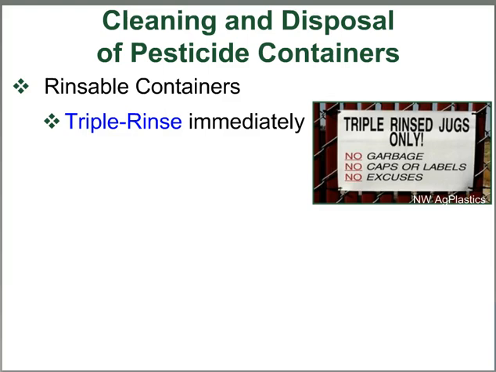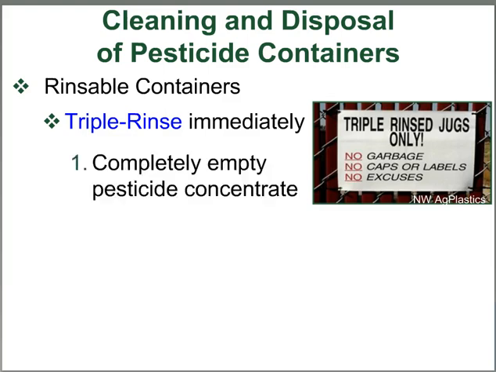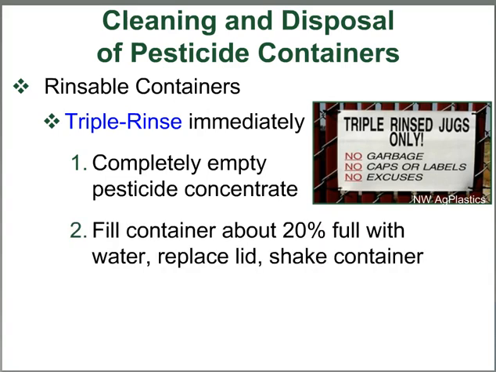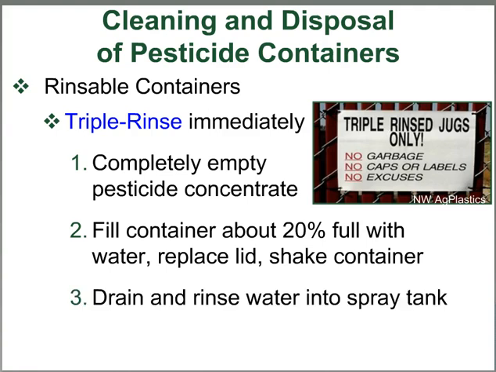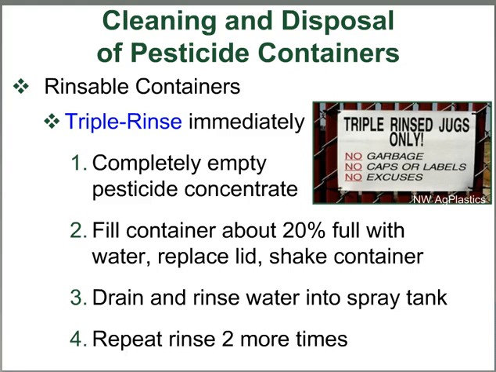Let's go through the process of triple rinsing. First, make sure the pesticide container is completely empty of pesticide concentrate. Sometimes the concentrate gets stuck in the handle or around the neck of the container. Next, fill the container about 20% full with water. Fasten the lid and shake the container for at least 30 seconds. This helps wash away any concentrate from the container into the water. Remove the lid and drain the rinsate into the spray tank. Repeat these steps 2 more times.